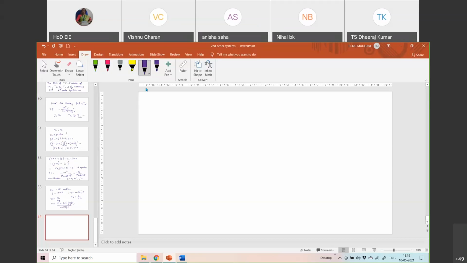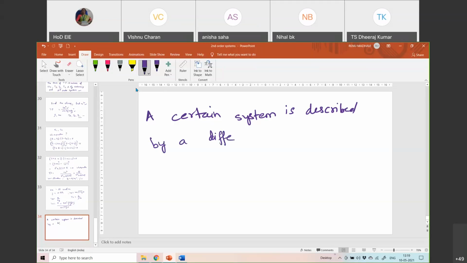Okay, so now the last one before we wind up. A certain system, problem 3, a certain system is described by a differential.